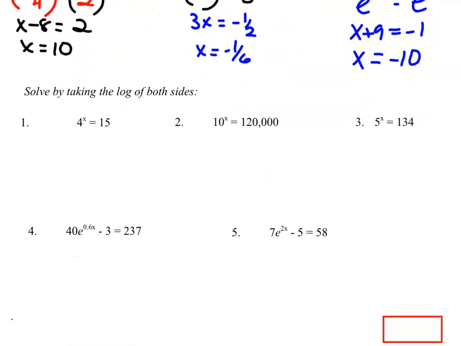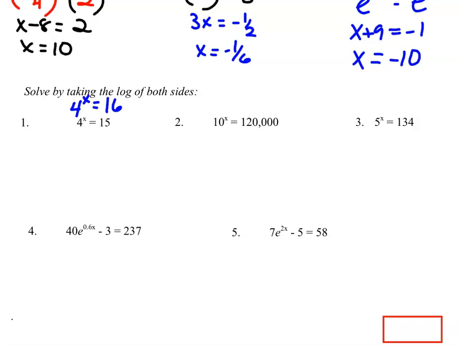The second half of our lesson here is looking at examples where we can't get common bases. In other words, 4 to the x equaling 15. If it was 4 to the x being 16, I could get a common base. But I cannot write 15 as a power of 4. So we can do this using logarithms.